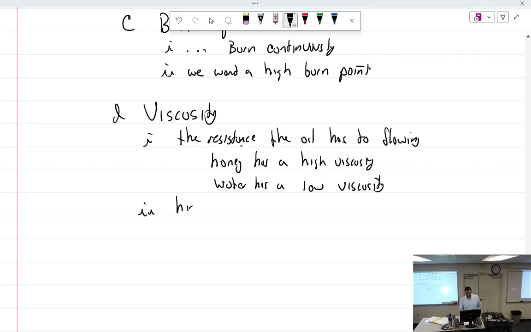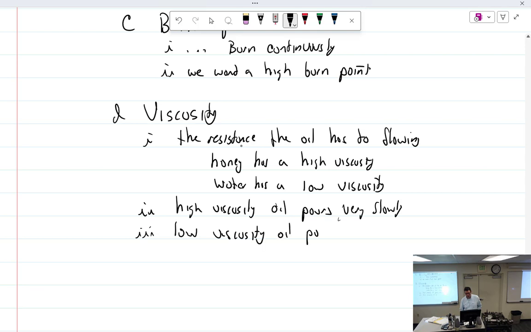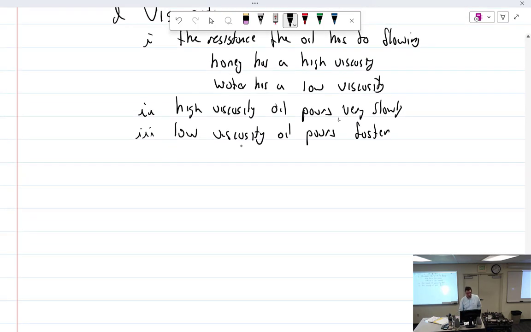High viscosity oil pours very slowly, and low viscosity oil pours faster. Temperature has the greatest effect on viscosity.